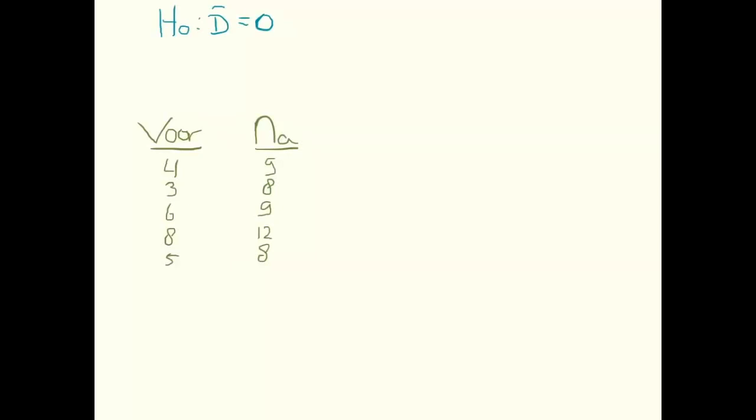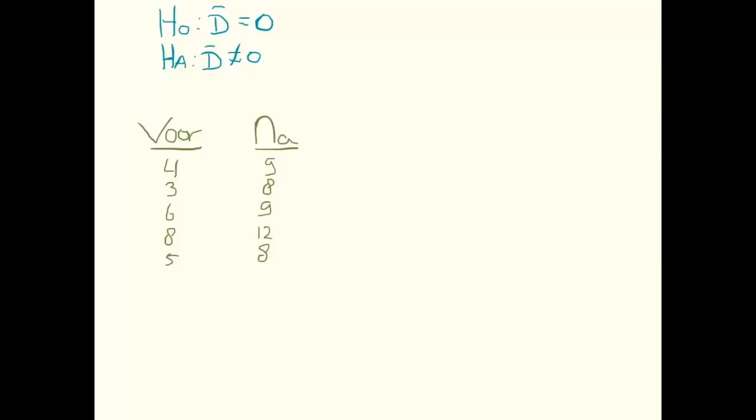This is indicated with a D with a bar on top of it. The D stands for difference, the difference score, and the bar indicates that it regards a mean, the mean difference score. The null hypothesis states that there is no difference, that the mean difference score equals 0. The alternative hypothesis states that the mean difference score does not equal 0 in the case of no specific expectation. It's also possible that we expect the difference score to be greater or smaller than 0.